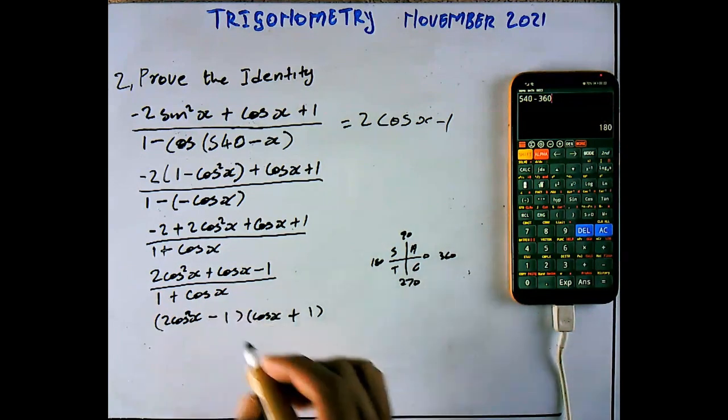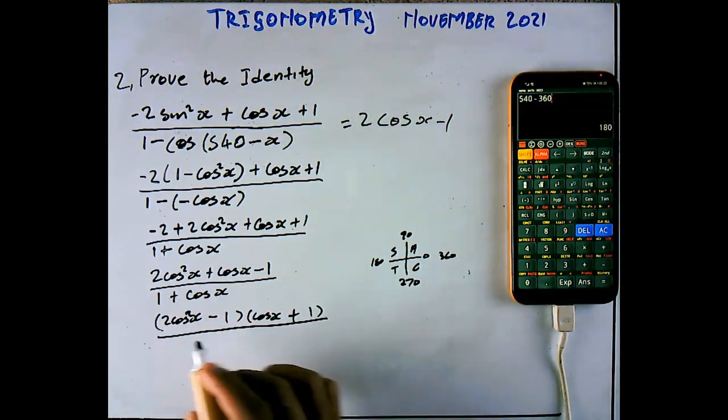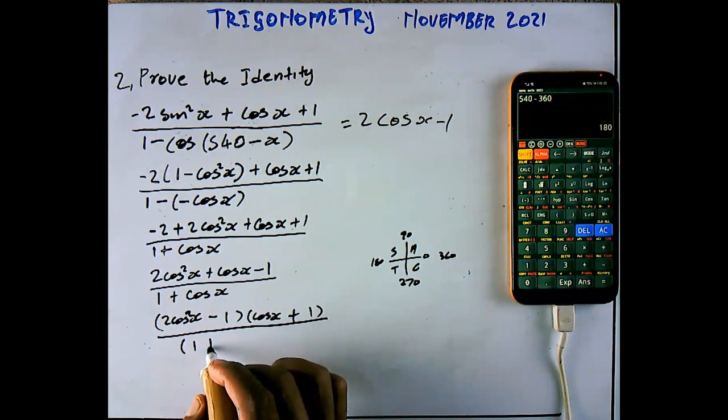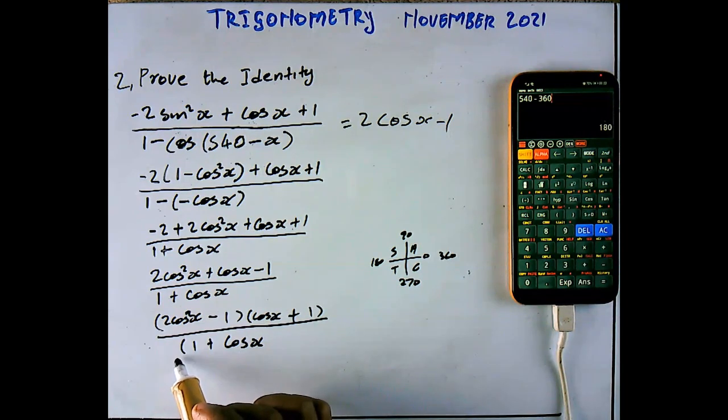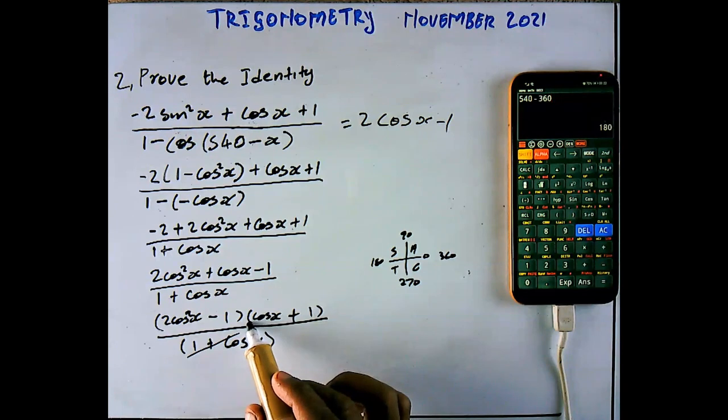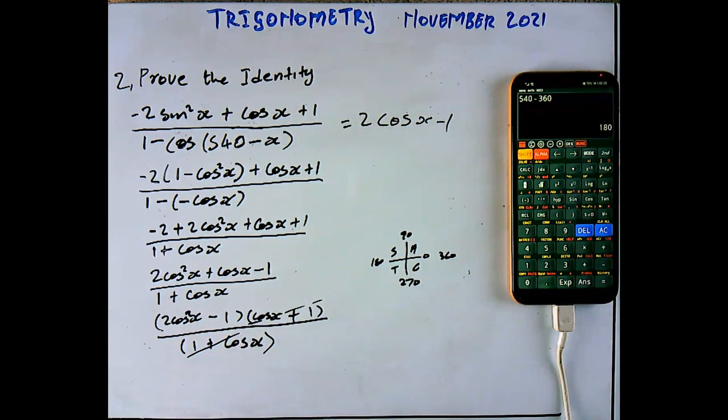Then here it's negative over 1 plus cos x, and then 1 plus cos x will divide cos x plus 1. It's the same thing. Then we are left with 2 cos x minus 1. And then it's the same as this one. So this one we have proved. Then left hand side equals the right hand side.